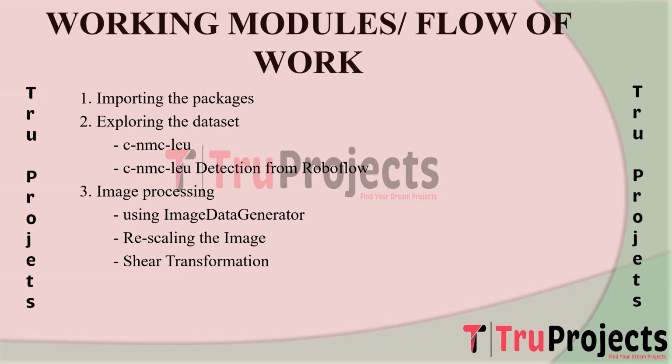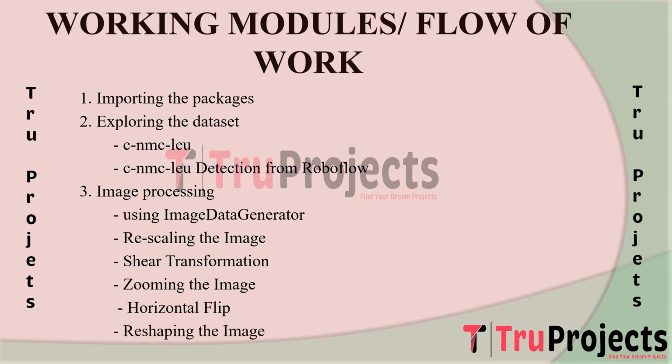Shear transformation. Shear transformation involves tilting or skewing the image along its axis, introducing variations in the dataset to enhance model robustness. Zooming the image. Zooming alters the scale of the image, magnifying or reducing specific regions, contributing to the model's ability to recognize features at different scales. Horizontal flip. This transformation flips the image horizontally, adding mirrored versions of the images to the dataset, further diversifying the training data. Reshaping the image. Reshaping involves altering the dimensions of the image, typically to match the input size required by the neural network architecture.